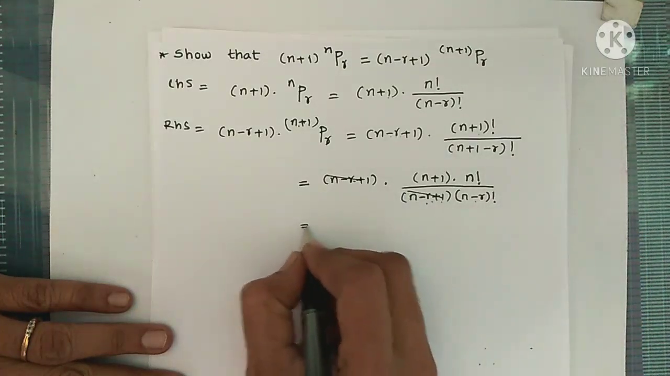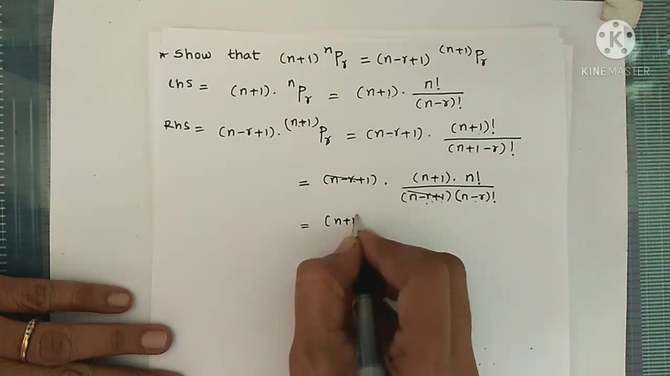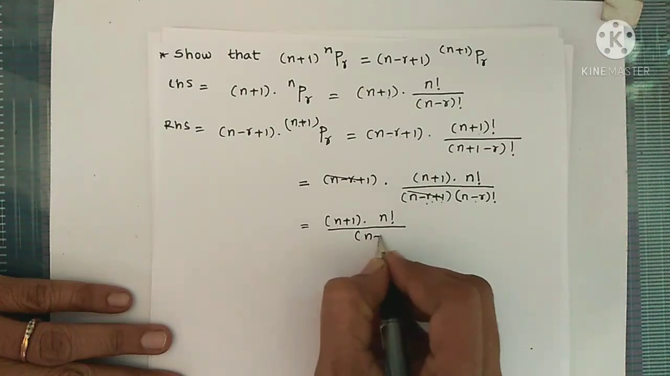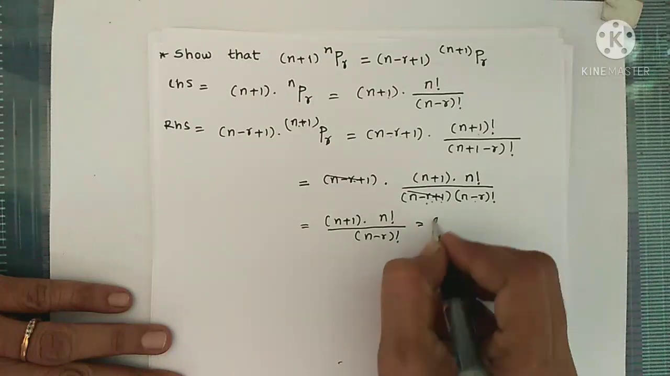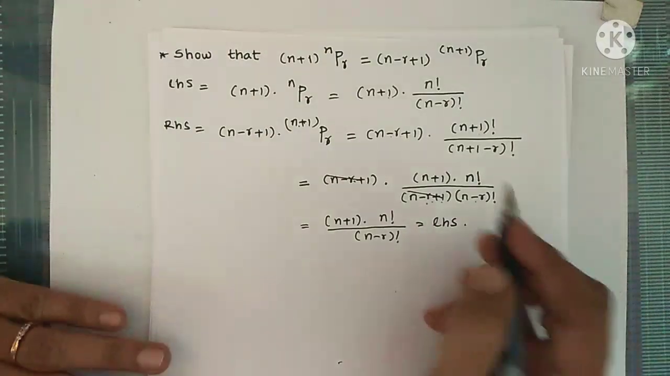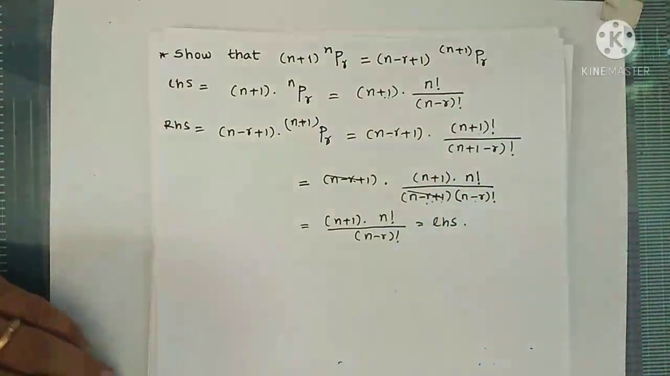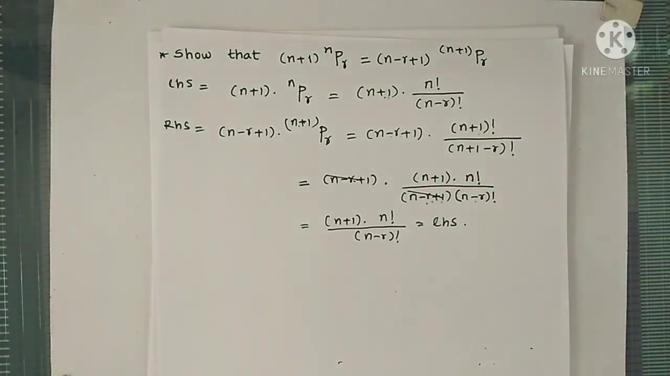So let's write this term, (N plus 1) into N factorial upon (N minus R) factorial, which is our LHS. Or we can write this (N plus 1) into N factorial as (N plus 1) factorial also. Still we get the same thing.